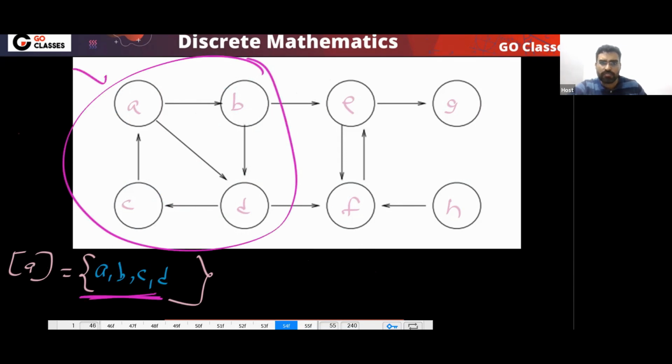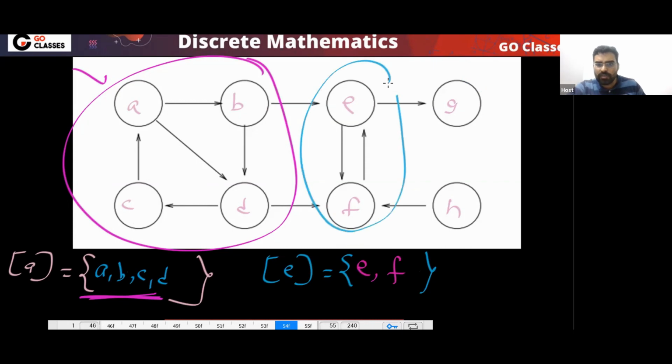So this we got. Now forget about it. You cannot add anything more. So this is done. Now look at the remaining graph. What is the strongly connected component of E? That will be E, F. You cannot add anything more. Now forget about it.